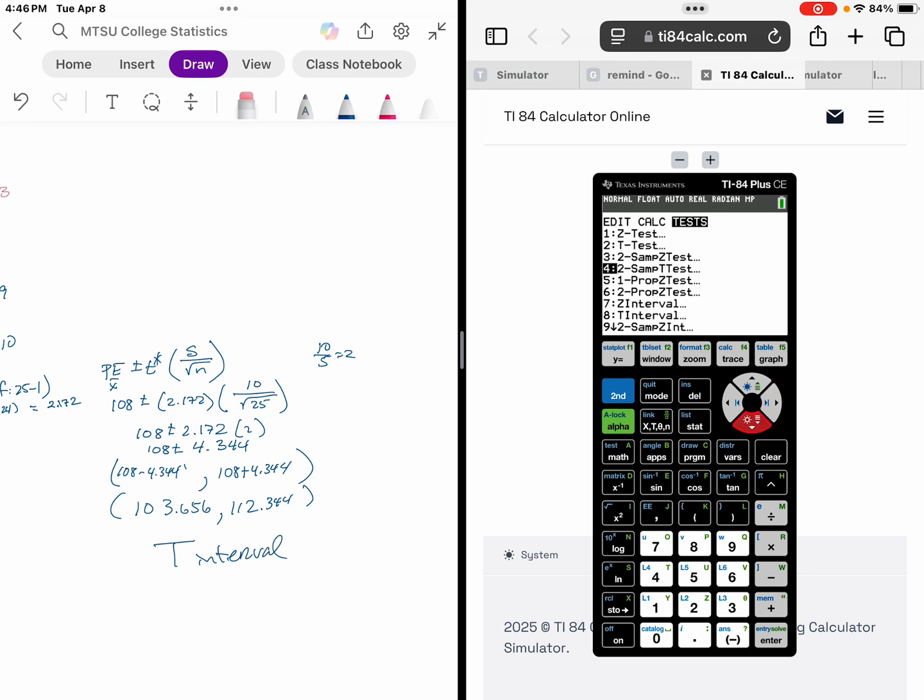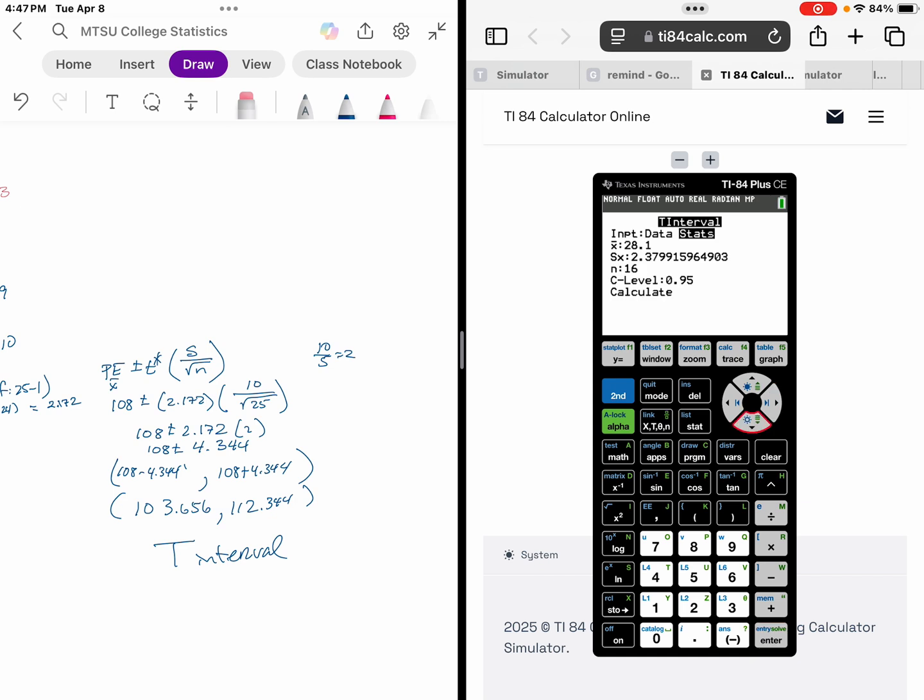So if I go down to option 8, I have two options: data and stats. We use data when they give us a list of values like we had in the very opening of this lesson. We use stats when they give us statistics, and that's what they gave us. They gave us X bar, and they gave us S sub X.